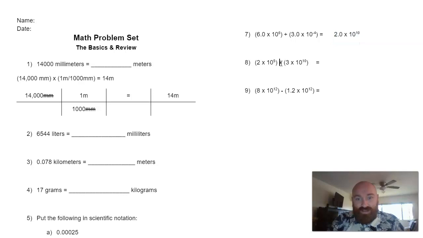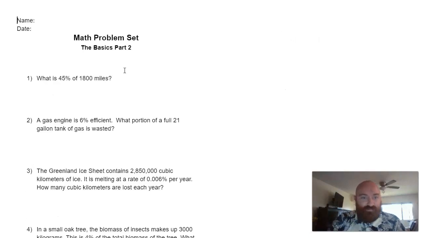When you're multiplying, you're actually going to add the exponents. So this is 2 times 3 is 6 times 10 to the 15. Okay, let's take a look at the other one over here. This one is going to be a little different. I actually added this on as an example, but yours looks like this.